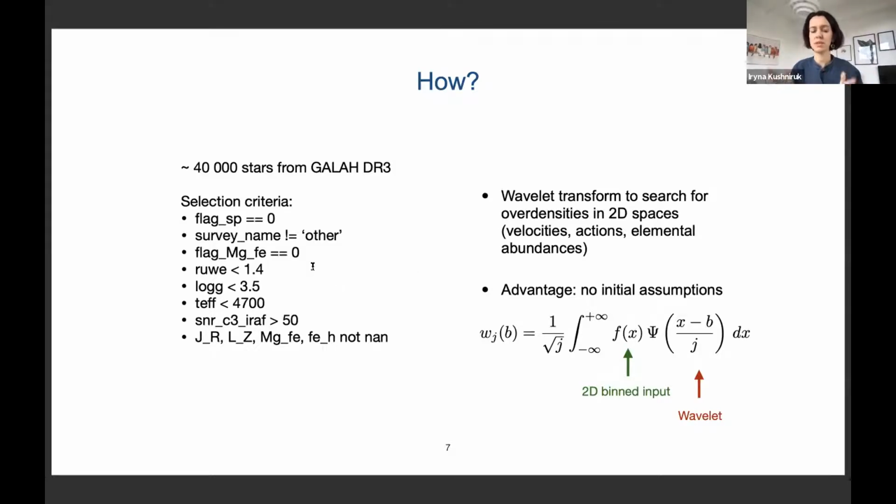And in order to get the stellar overdensities, we applied the wavelet transform method. It's the main formula, where F is the input map, and it's a binned 2D distribution. For example, in our case, it's a JR-LZ distribution. And psi is the wavelet function. For example, compared to the Fourier transform, where we have sine and cosine functions that are infinite, wavelets drop to zero quickly. So that's the main difference.